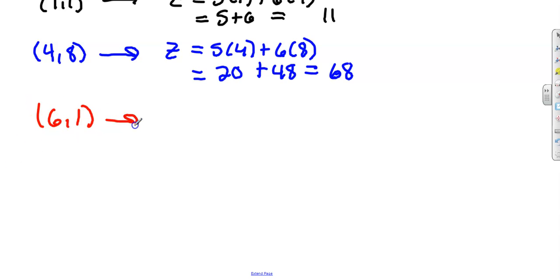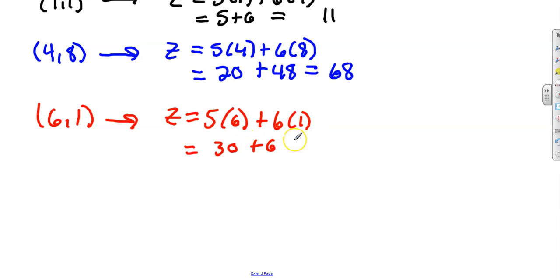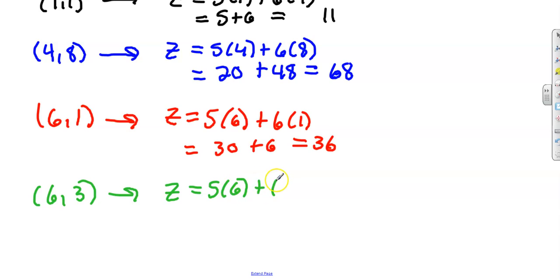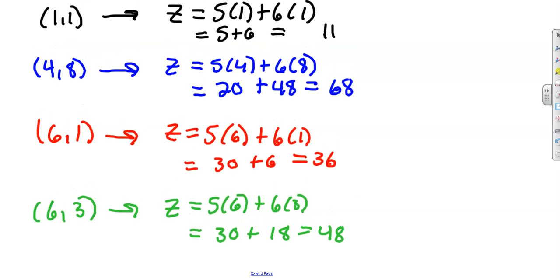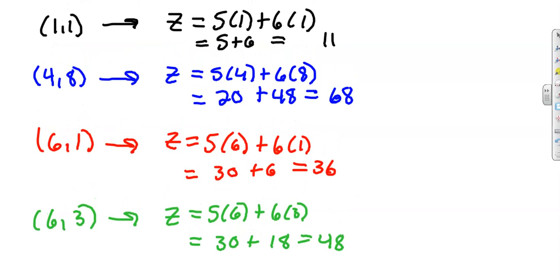6, 1. 5 times 6 plus 6 times 1. So 30 plus 6 for 36. And then the last one on the list we had was at 6, 3. That's 30 plus 18 for 48. Okay, so with the 4 ordered pairs we had, those were the z values we had.